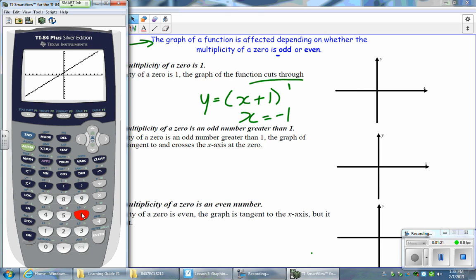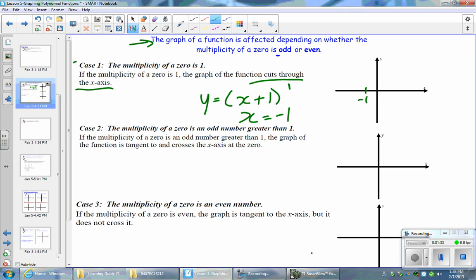And notice what happens at the x-axis at its zero. It crosses the x-axis once. So if I was to draw my graph on my lesson here, here's my zero, negative 1, it's going to cross that zero once, and that's what happens when the multiplicity of a zero is exactly 1.